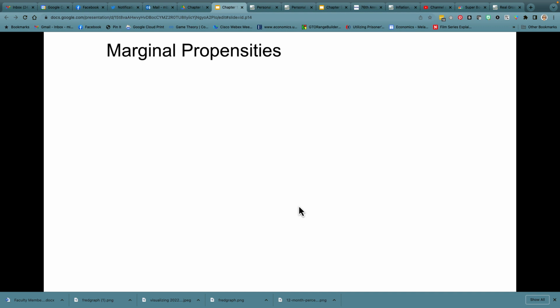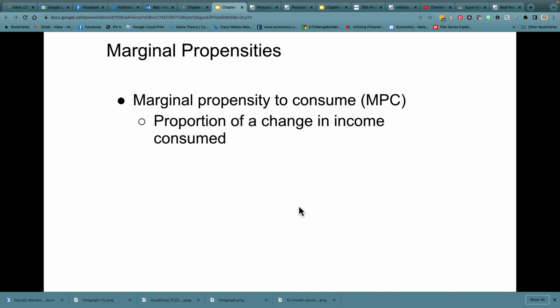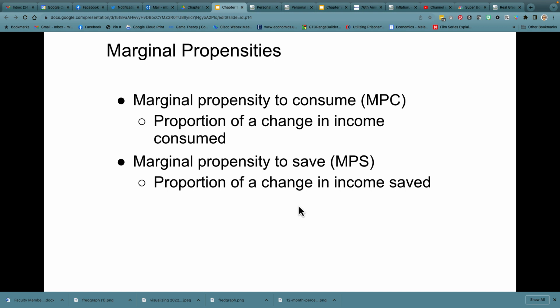So now we get to the marginal propensities. And remember, marginal, I want you to think additional or change. Something is changing now. So we have the marginal propensity to consume, which we refer to as the MPC, and this is the proportion of a change in income that is consumed or spent. Okay, so you have a change in income, how much of that change in income gets spent? Then you have the marginal propensity to save, the MPS. This is the proportion of a change in income that is saved.